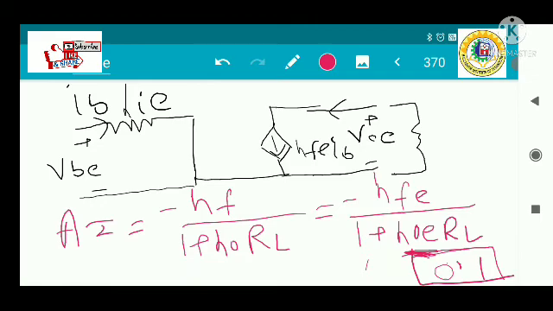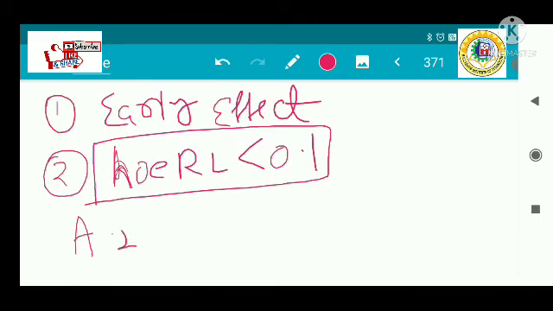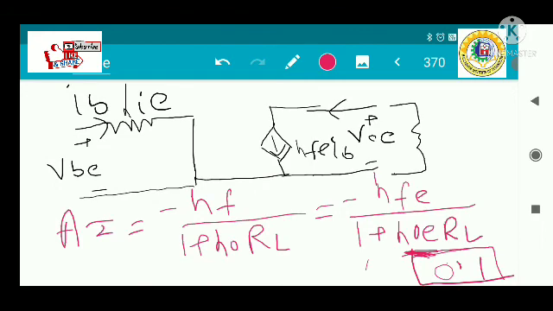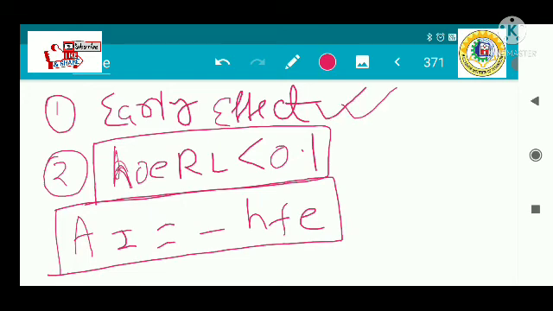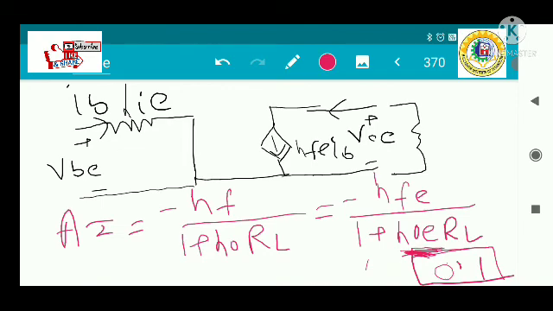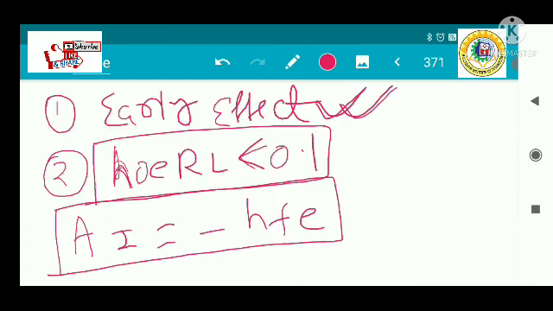So your AI is nothing but minus HFE. In these two ways you can ignore HOE: either the early effect is ignored, or it is said that HOE into RL is less than 0.1. If it is less than 0.1, then you can readily ignore it. In those two cases, AI will be nothing but minus HFE.